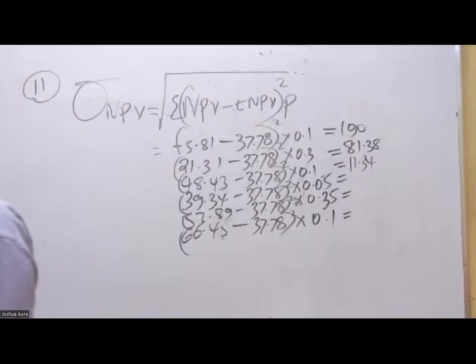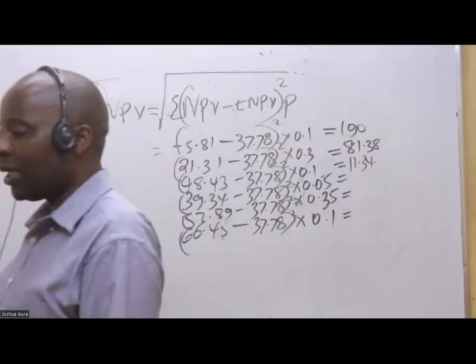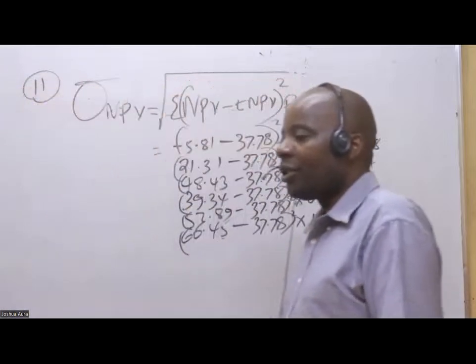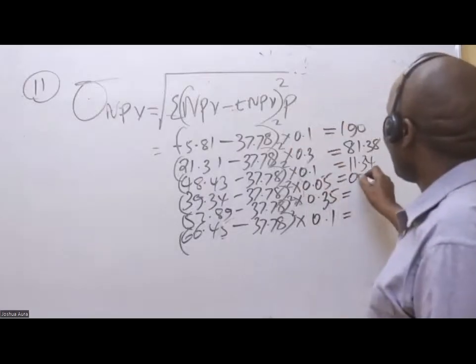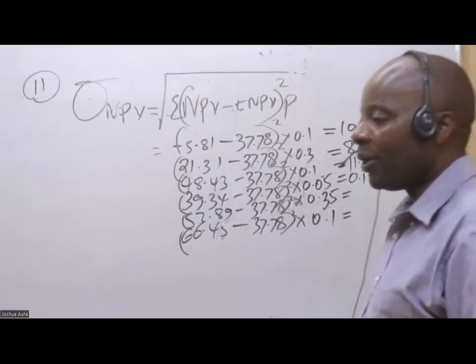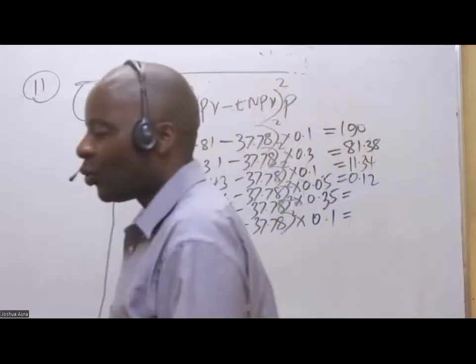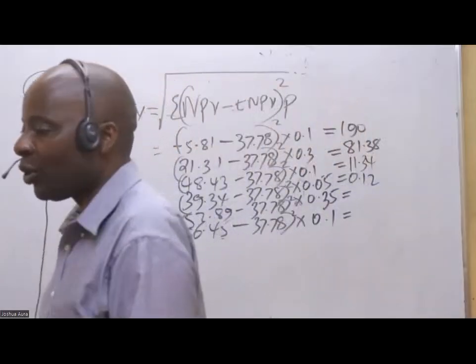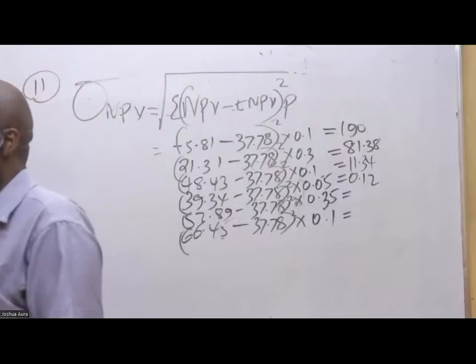Thank you very much, Nicole. Nicole, your name is nice. It's 0.12. Omar, thank you very much. After 0.12, we go to the next one.